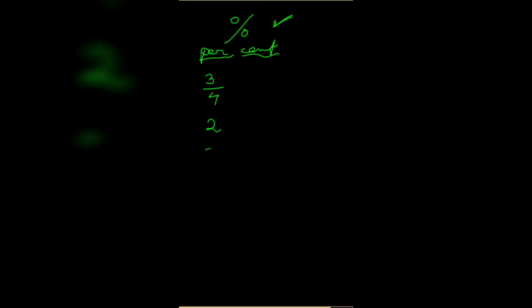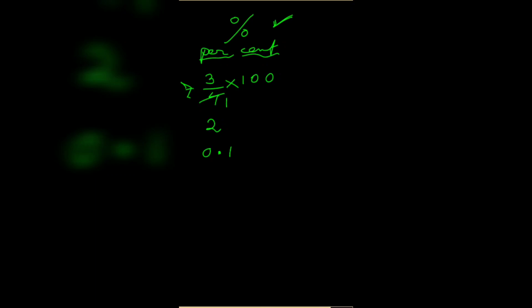So let's see. First of all, per means out of 1 and cent means 100, out of 100. So if someone gets 3 out of 4, that's a fraction. Or someone gets 2, that is 2 out of 1. Or someone gets 0.1. How do we get into percentage? It's very simple. Shortcut technique only I show you. 3 out of 4, the first one, just multiply by 100. 4 ones are 4, 25s are 25, into 3 you get 75, so that is 75%. 3 out of 4 means 75%.